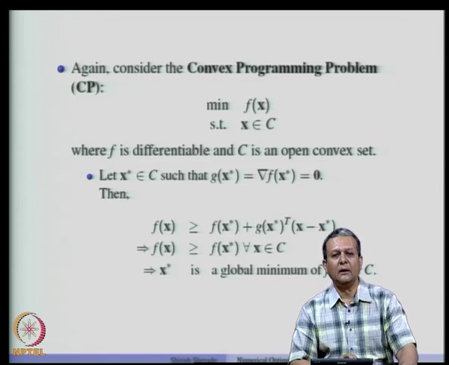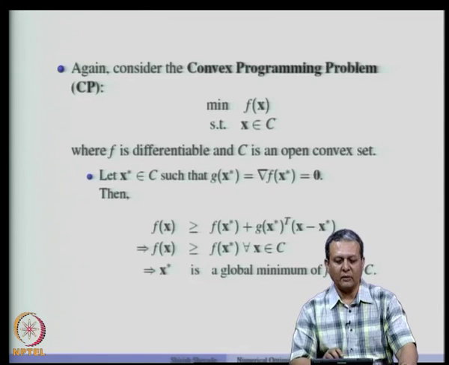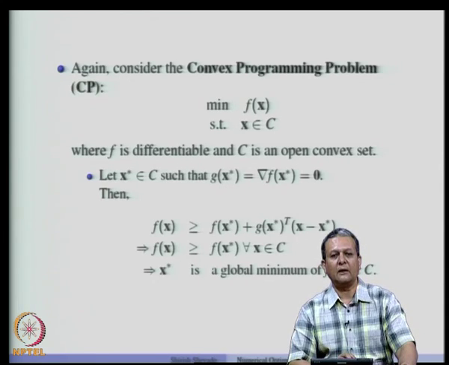So, it turns out that the Hessian matrix in the case of convex functions is always positive semi-definite. So, that is why we really do not have to worry about the second order information to write the sufficient conditions for the global minimum of a convex function. The first order conditions are enough to guarantee that a particular point is the global minimum of f over the open convex set C.